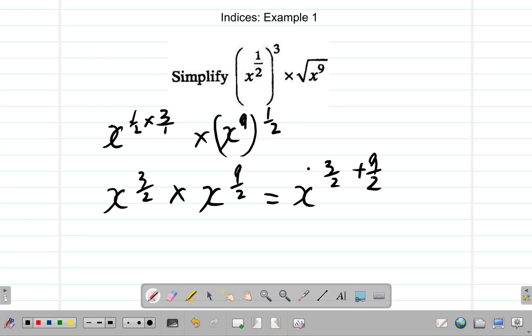Now, the thing is, if you have 3 halves and you add 9 halves, how many halves do you have in all? It's x to the 9 and 3, 12 halves. If you remember fractions, you could add these as fractions, and you see that it is 12 divided by 2, 12 halves. 12 divided by 2 is 6, so it's x raised to the power of 6.